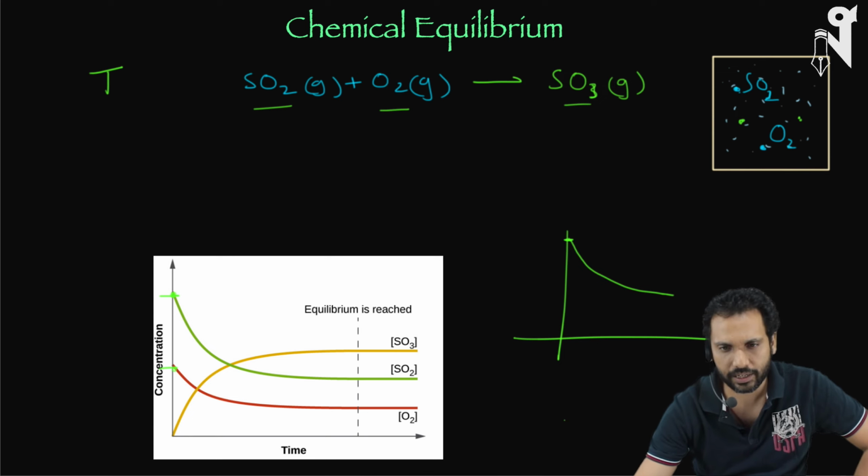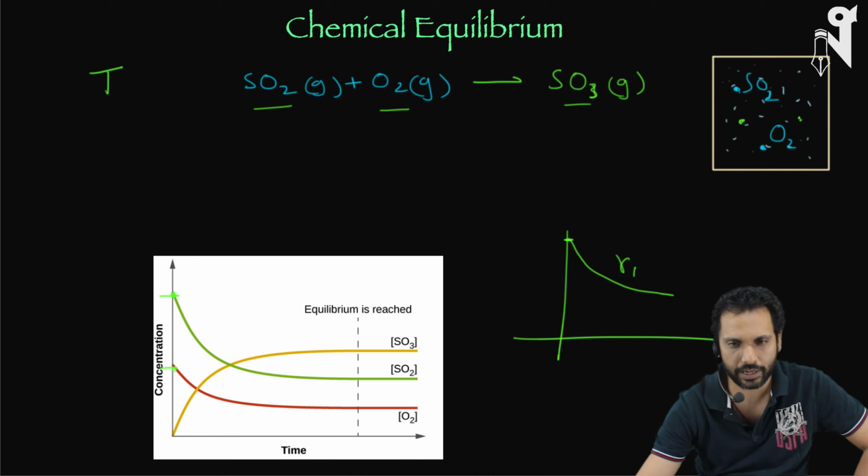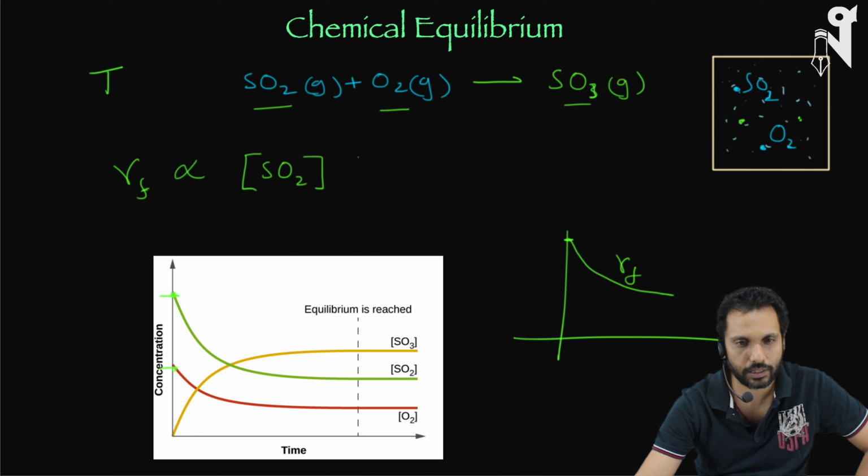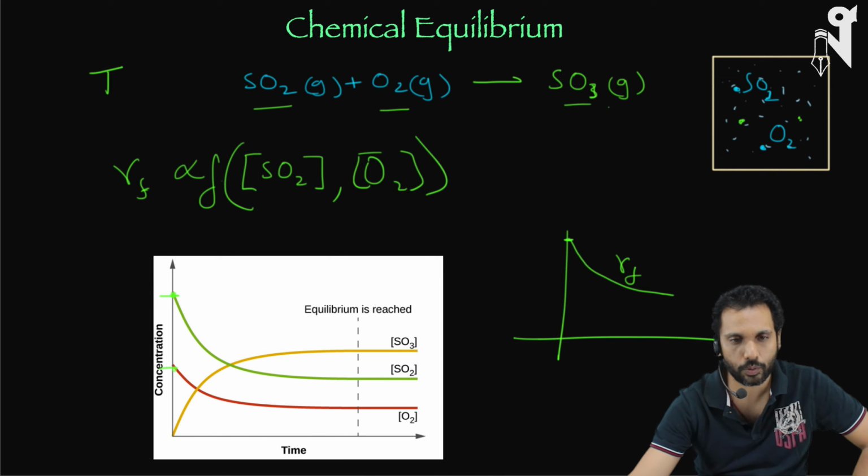So we have a certain rate, say rate forward. Rate forward is going down. So rate forward, I said, depends only on the concentration of the reactants. So square bracket depicts concentration. So concentration of the reactants and a certain function of it. So I'll write F. Mind you, I'm not writing any SO3 over here.